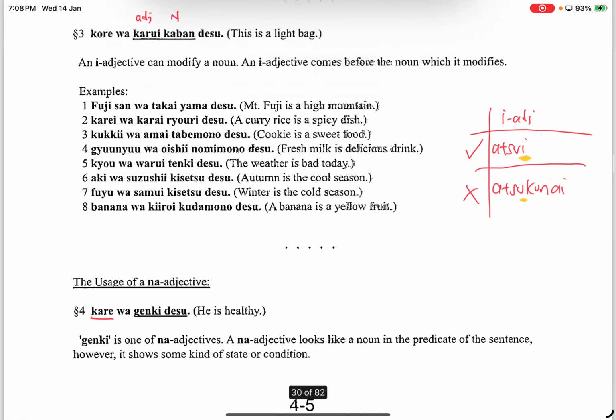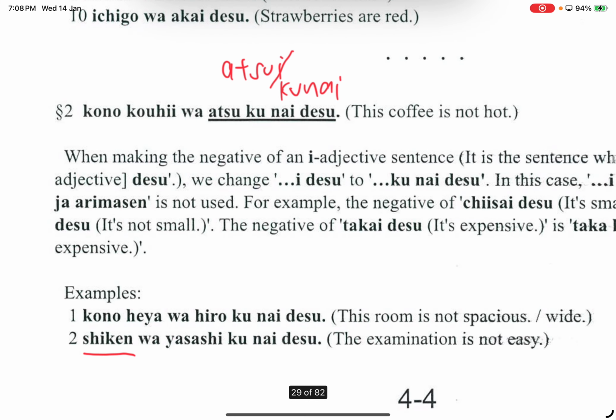Then we look at number 2. このコーヒーは熱くないです。熱い is the original word. We drop the i at the back and put in くない, to make it into a negative form. So we drop the i and put in くない. So 熱くないです. The usage is the same. 熱い, 熱くないです. We don't need to add or change anything other than the くない. Just put it in like that.